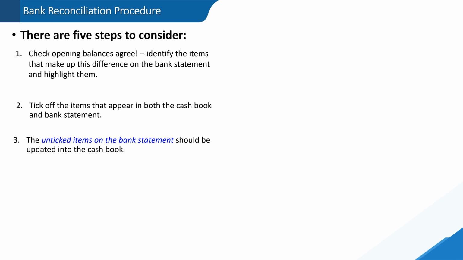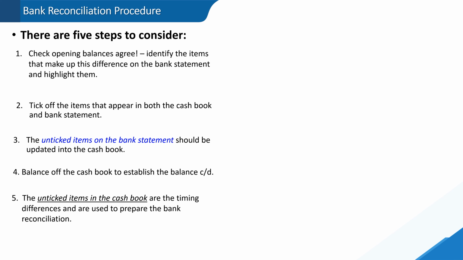Step 4 is we will balance off the cash book to establish the new balance carried down, taking into account those items that we've updated into the cash book from the bank statement. And then, and only then, are we ready to complete the bank reconciliation. And those unticked items that are on the cash book will form our bank reconciliation process, and they are ultimately our timing differences. They are the reasons for the difference.